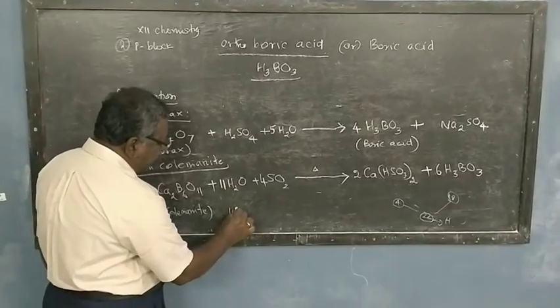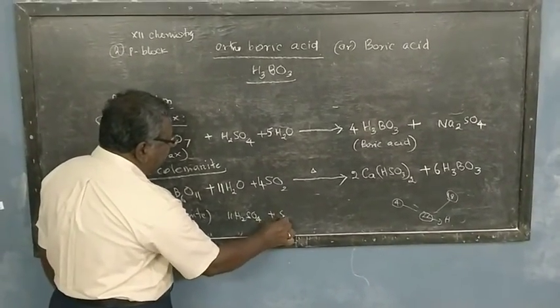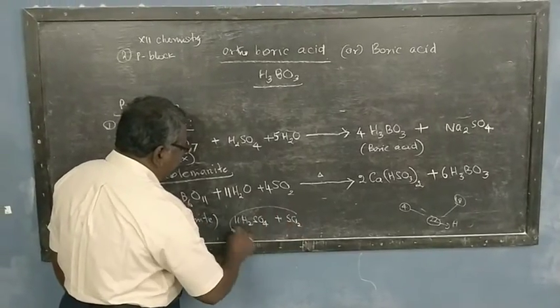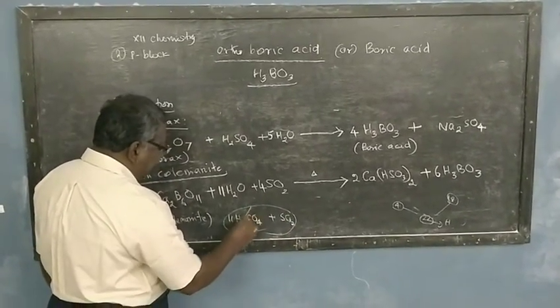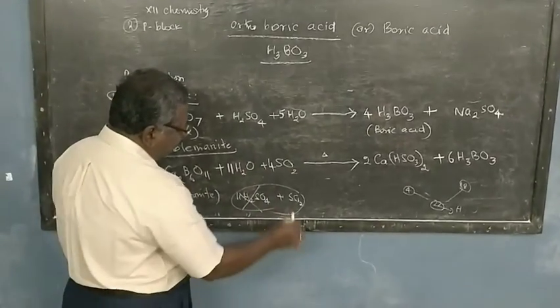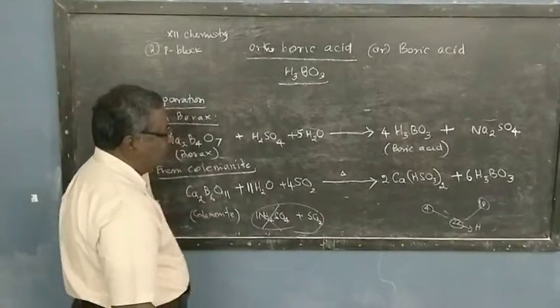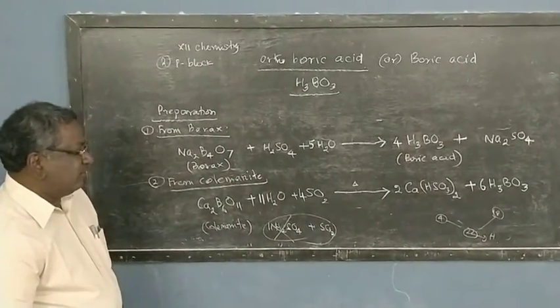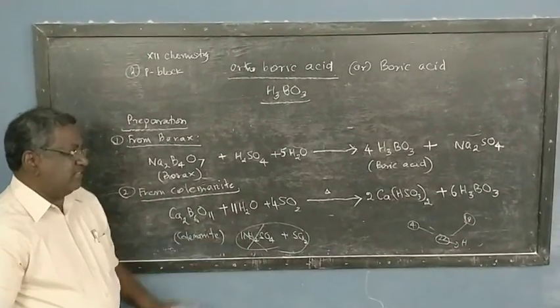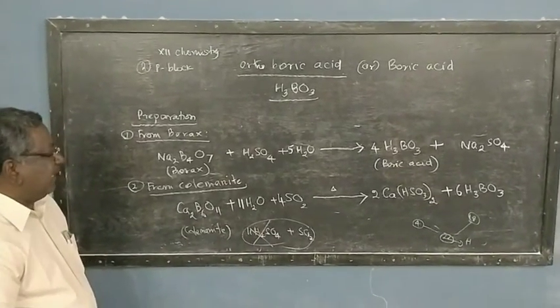Here they have given 11 H2SO4 plus SO2. So both of these are wrong. Here it will not be 11 H2SO4, it should be 11 H2O. And here SO2 will not be 1 mole. How many moles should it be? 4 moles. Correct that in your book. So take that page and correct this equation. Right? It must be 11 H2O. Only then does the equation get balanced.